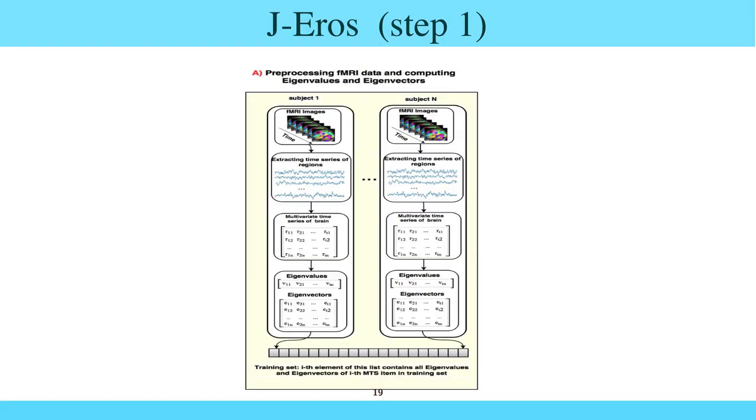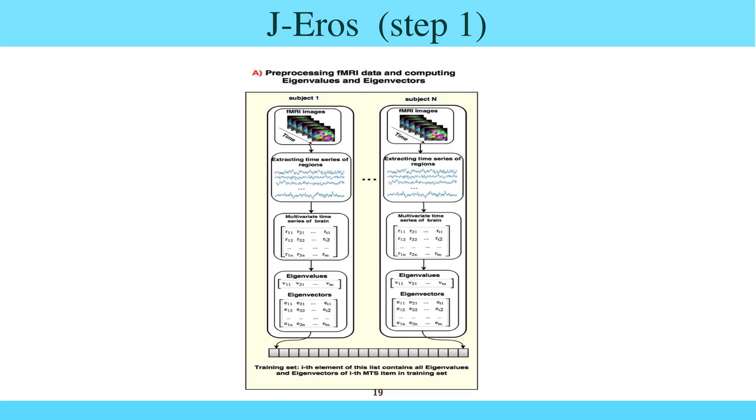So we called our proposed method J-Eros, which is the combination of using Eros as similarity measure, performing fourfold cross-validation, while considering J statistics as our assessing measure.